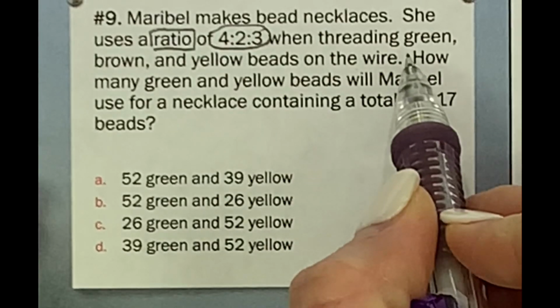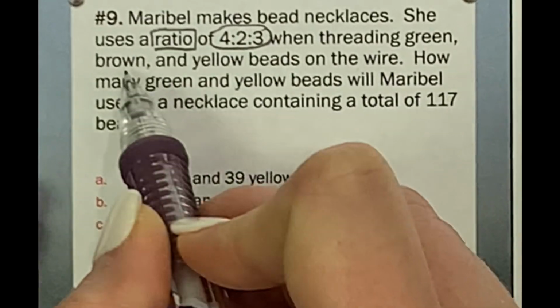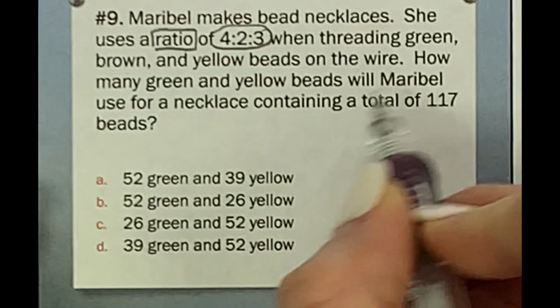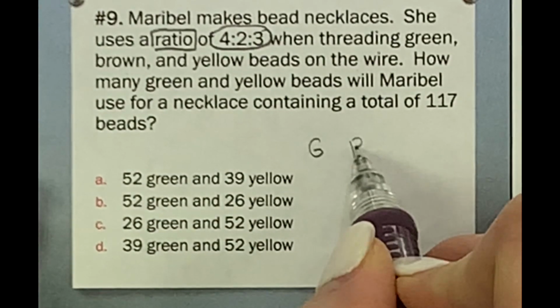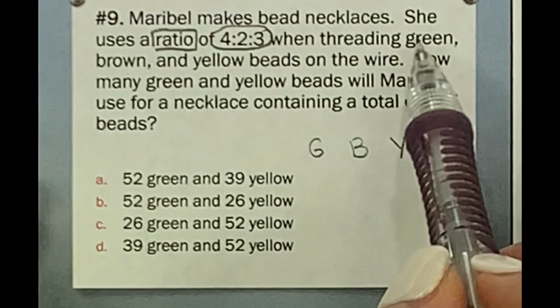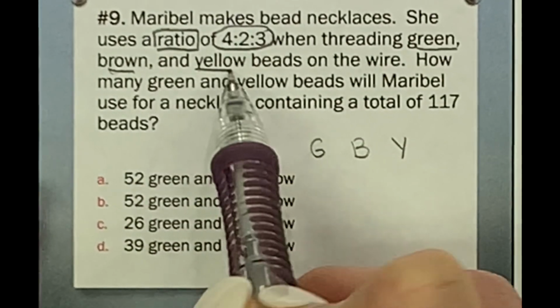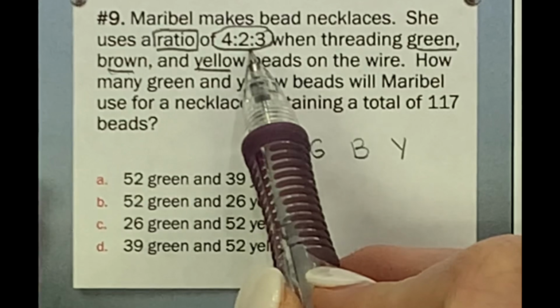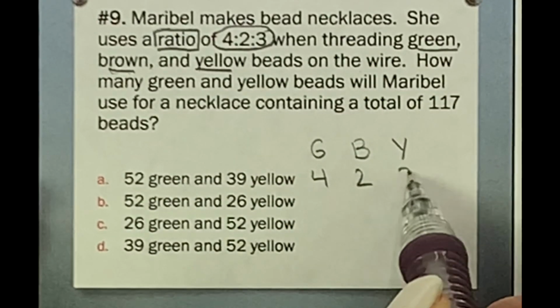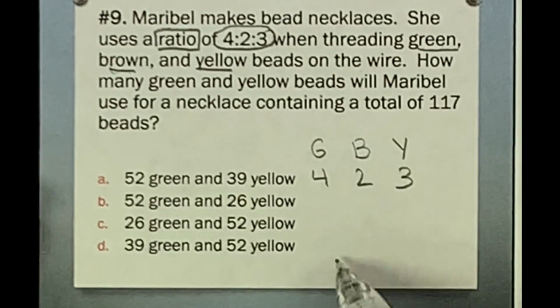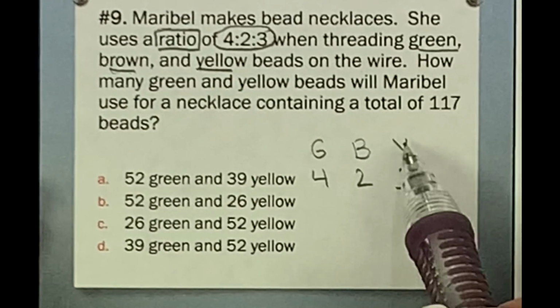And it says that the ratio is green, brown, and then yellow. So they're telling me the order that it goes in. They say green, brown, and then yellow. So I'm also going to use that same order for these numbers. 4, 2, 3. That means there's 4 green, there's 2 blue, and there's 3 yellow.